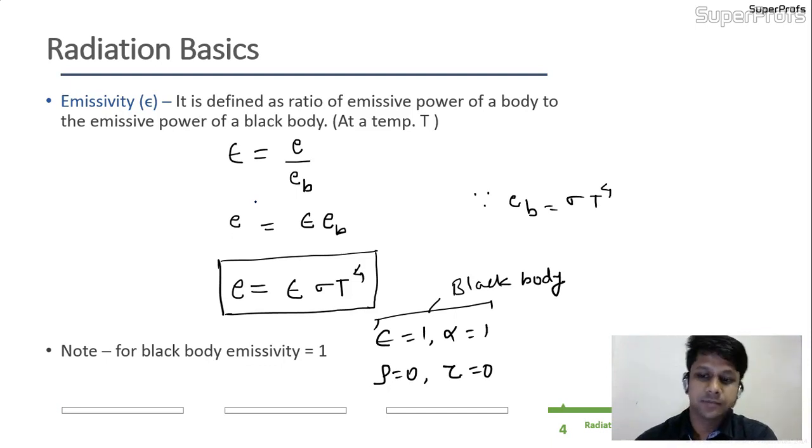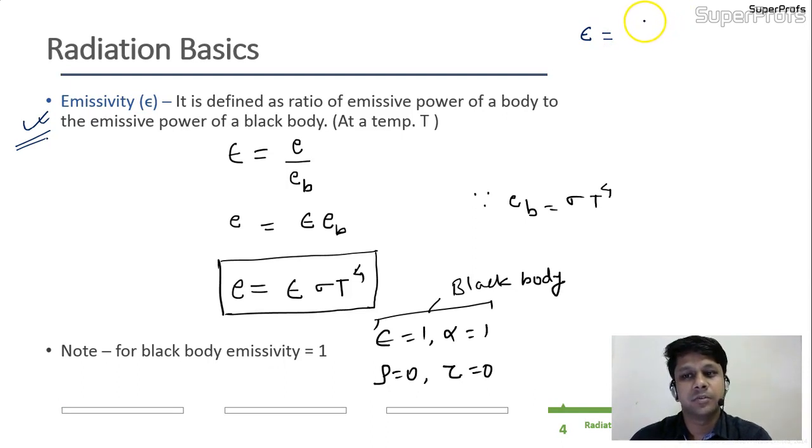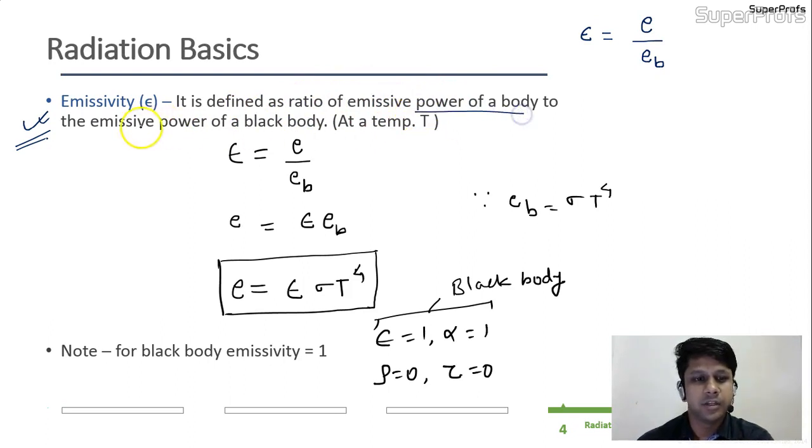Now this is a very important property, the emissivity. Emissivity is denoted by epsilon, and it is the ratio of emissive power of a body. I told you emissive power is denoted by small e. So this emissivity epsilon is the ratio of the emissive power of a body to the emissive power of a black body. It is defined as the ratio of emissive power of a body to the emissive power of a black body at a temperature T, obviously, at a fixed temperature T.